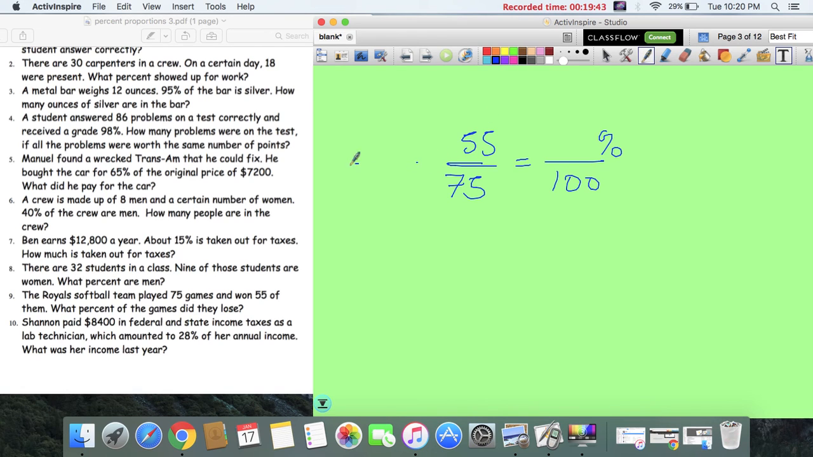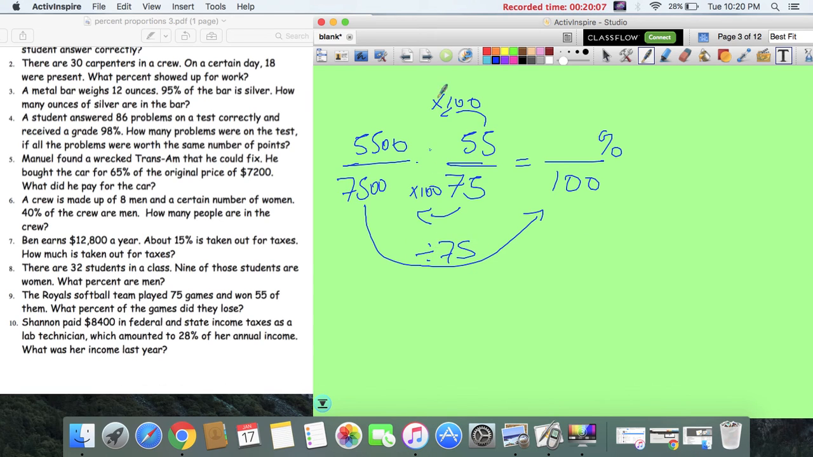So instead, I'm going to multiply by 100. 75 times 100 is going to give me 7,500. I multiply the top also by 100. That's going to give you 5,500. Notice that now I have a relationship to 100. How does 7,500 become 100? Obviously, divided by 75. And then for 5,500, I'm going to divide by 75. So 5,500 divided by 75 is 73.333, so let's just write 73.33. Okay? So that's the percentage of wins.